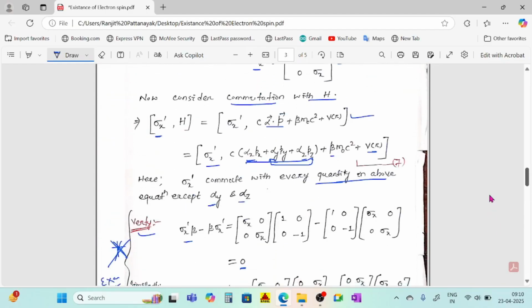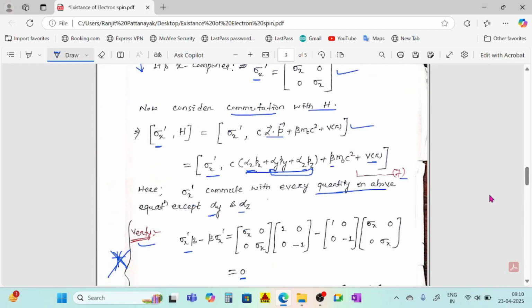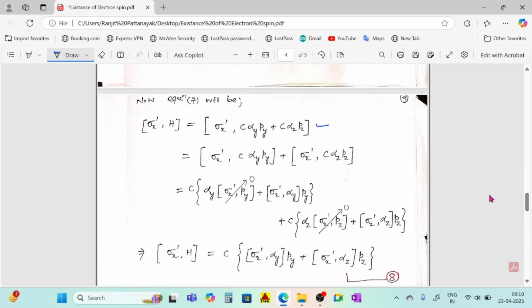So now, equation number 7: sigma dash x dash will commute with all the terms except alpha y and alpha z. So in equation number 7, what we can write is this much, all the other terms vanish. So equation number 7 will be this one.